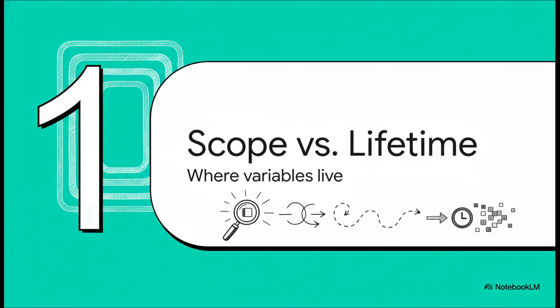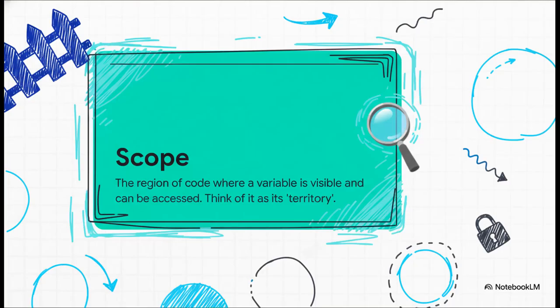Now, they might sound kind of similar, but they actually control 2 very different aspects of a variable: where it can be seen and how long it actually exists. First up, let's talk about scope. The easiest way to think about a variable's scope is to imagine it's the variable's home turf, its territory. It's the only part of the code where that variable's name actually means something. Step outside that territory and it's like the variable is completely invisible.